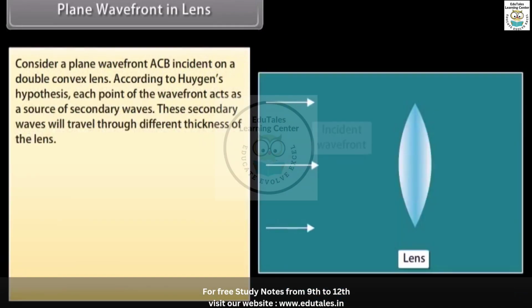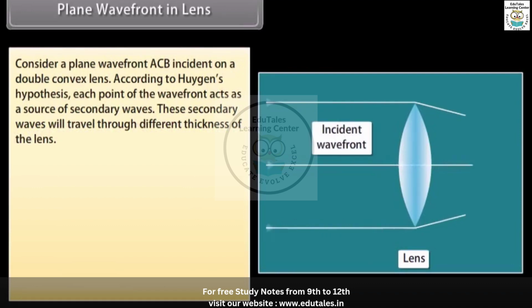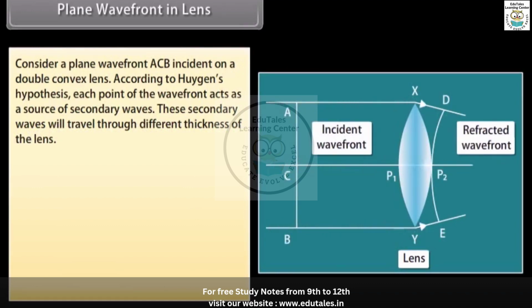Plane wavefront in lens. Consider a plane wavefront ACB incident on a double convex lens. According to Huygens' hypothesis, each point of the wavefront acts as a source of secondary waves. These secondary waves will travel through different thicknesses of the lens.